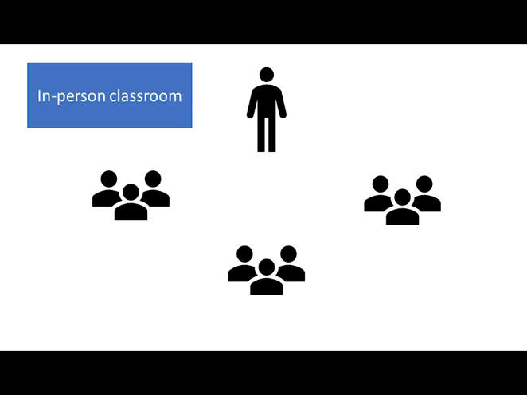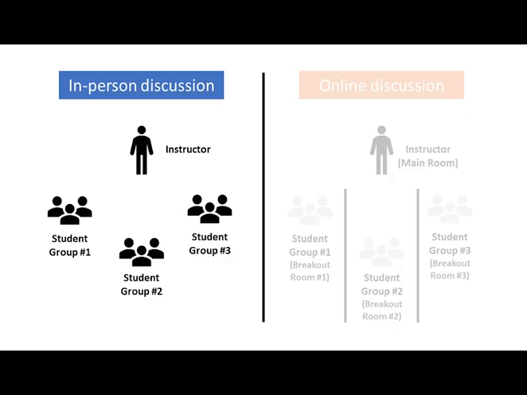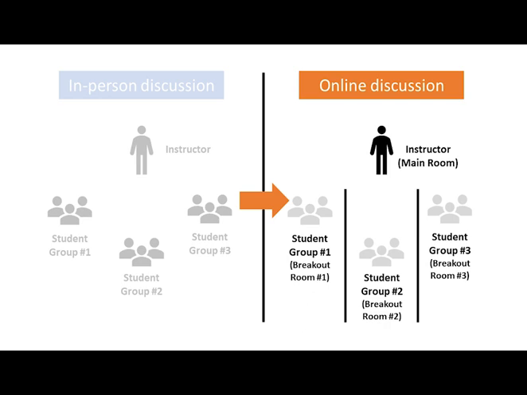However, to practice social distancing, classes experienced a shift to be either fully or partially online, and thus the classroom model itself also faced many changes. Moving from a co-located space, instructors and students used online videoconferencing tools to have discussions.